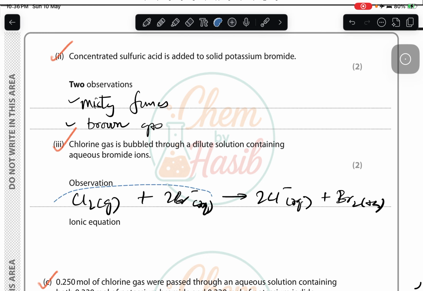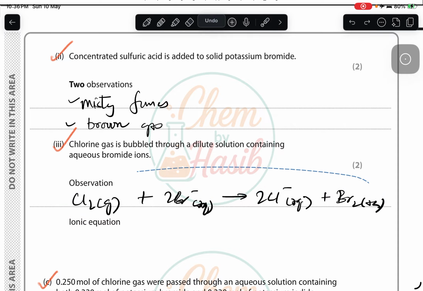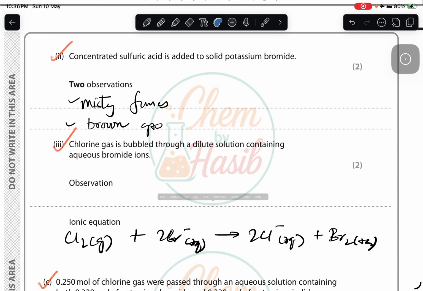The observation is pretty easy because the reaction produces aqueous bromine. The color of aqueous bromine is orange. So the observation would be that the colorless solution turns orange. Observation is solution turns orange.